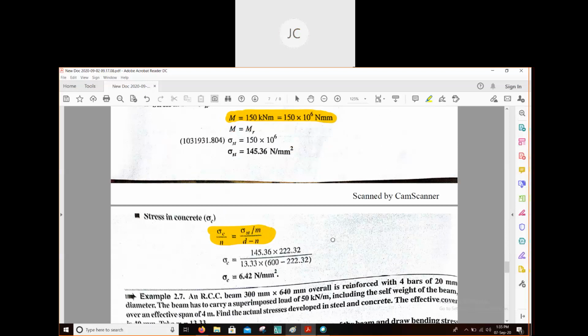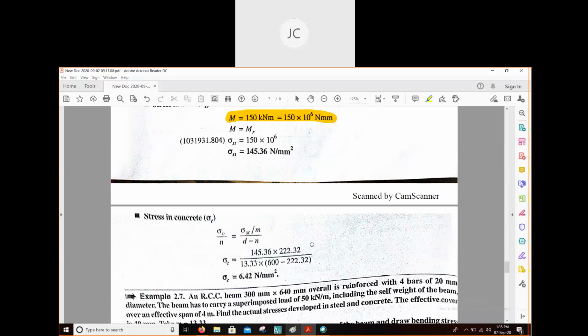I think all of you have got this. In the last class also, we have solved this question. We have used this equation: sigma C divided by N equal to sigma st by M into D minus N. Did you get this formula in the last class? Yes or no? Have you got this formula? Okay.